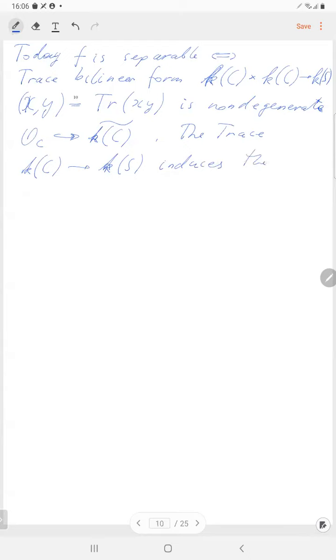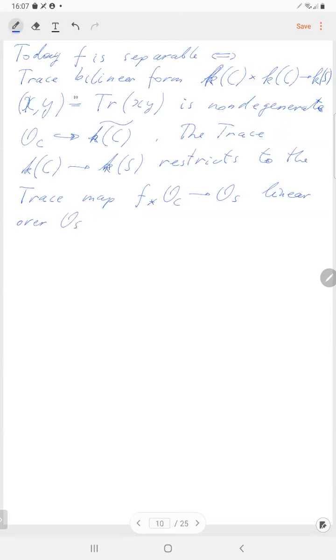Well, maybe I should say restricts to the trace map from the push forward of OC to OS, linear over OS.